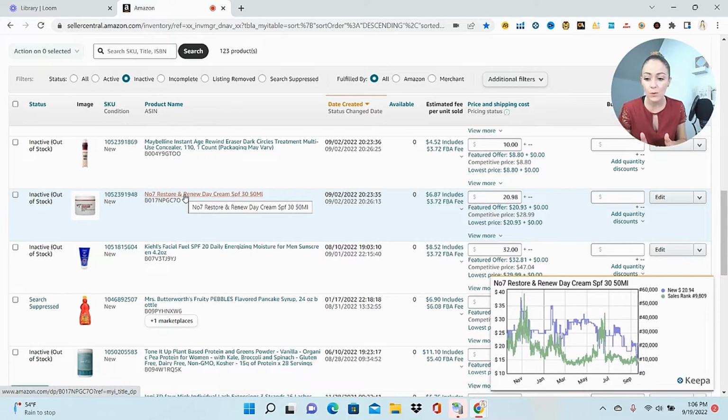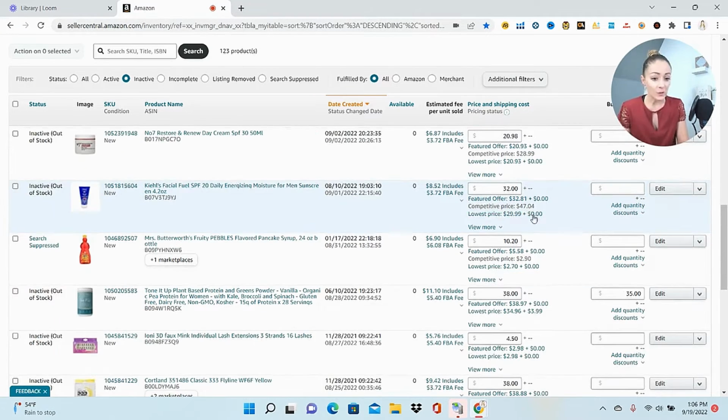And every time I'm ordering from Walgreens, I'm not starting over. I'm going, boom, this is my replen. Order as many as I can of it. Right here, I have another one. So this Kiehl's facial fuel.